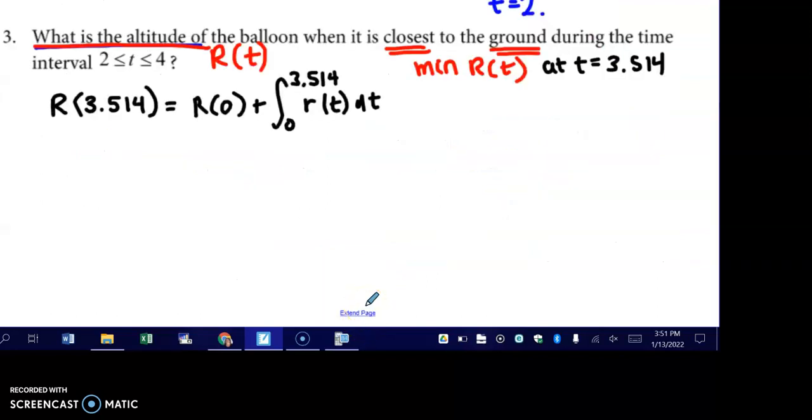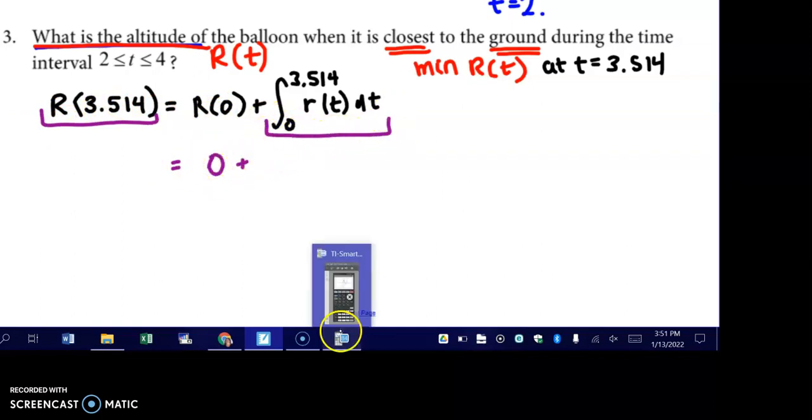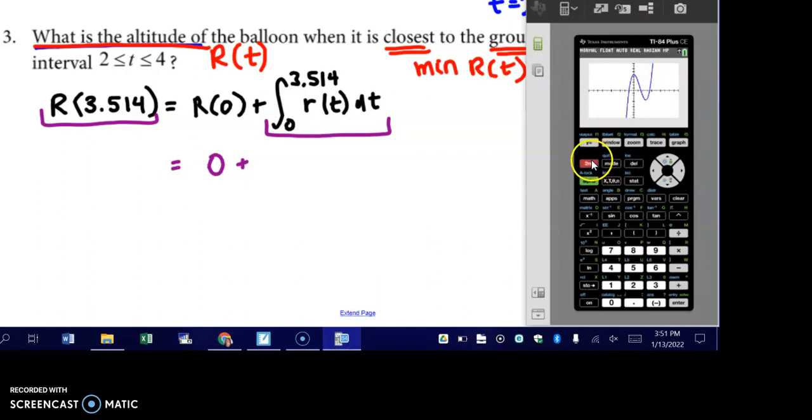Okay, well, now thinking about this, r of 3.154 is what I want. I want the altitude at this moment. R of 0, I was told the balloon is initially on the ground. And this, well, how lovely, I have a calculator. We usually do Math 9, which is great.